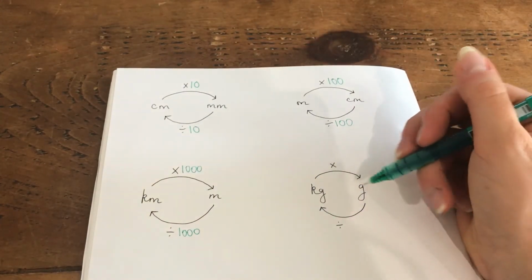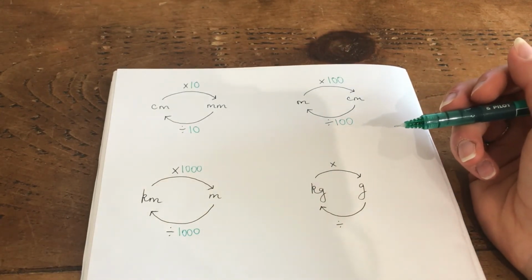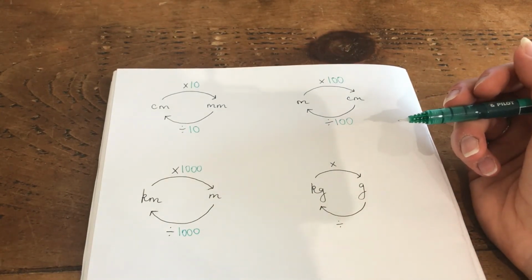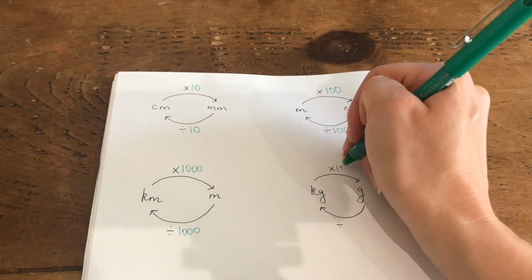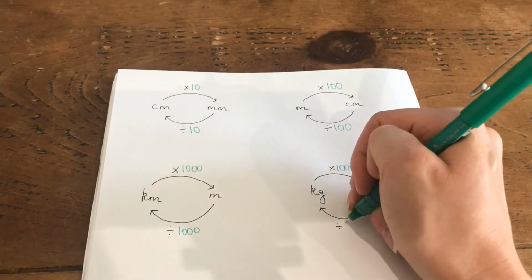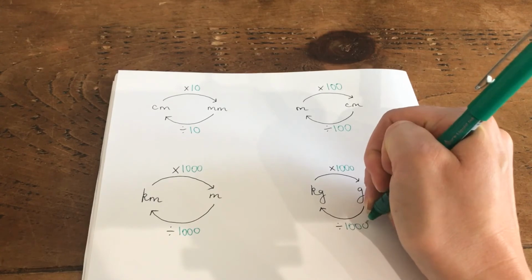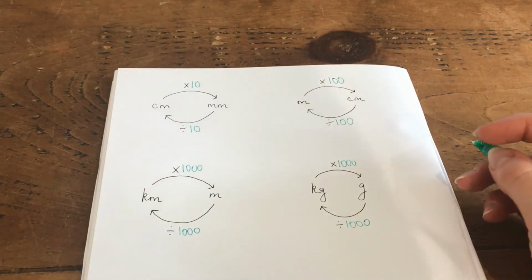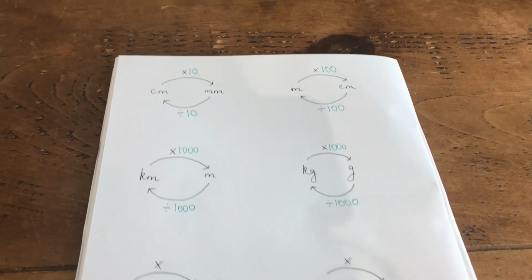How many grams in a kilogram? Also 1,000. We will practice using these loop diagrams in a minute, but let's just get the numbers written down. Okay, let's look at the last two.